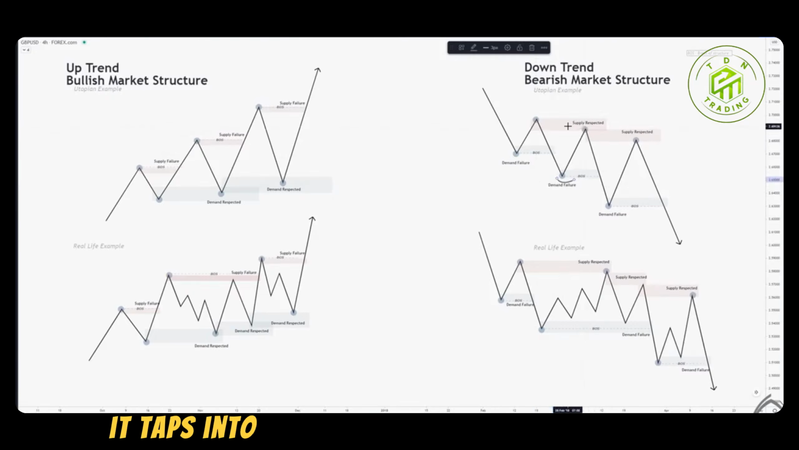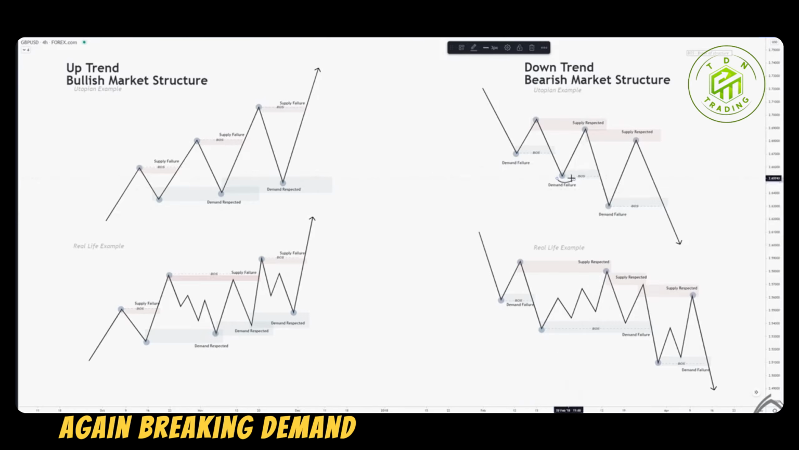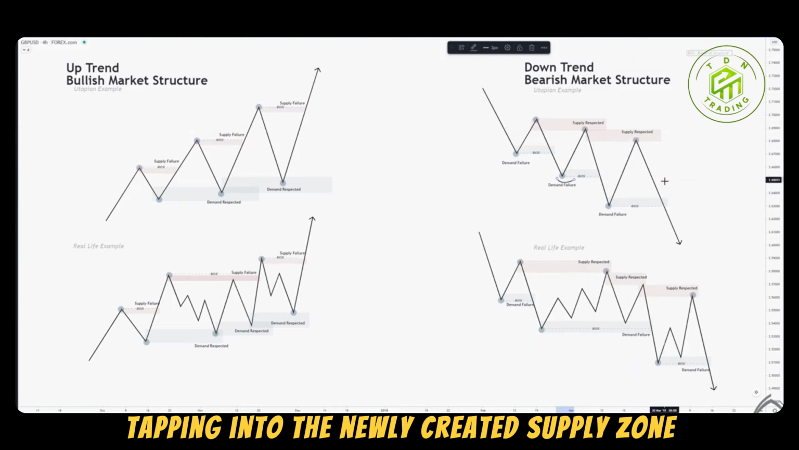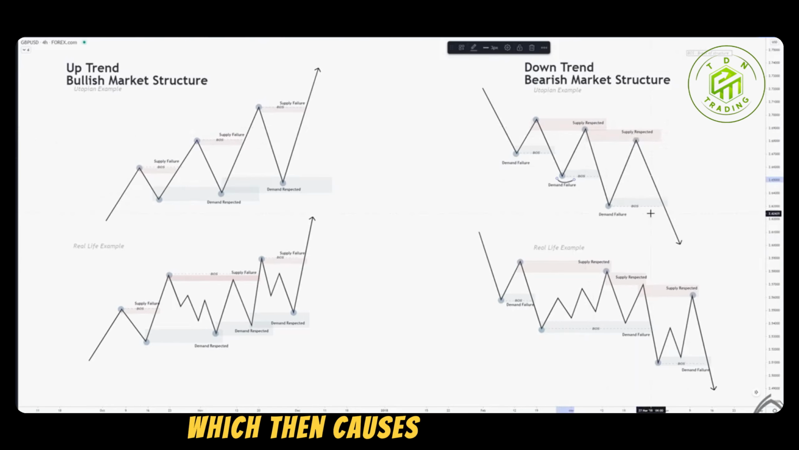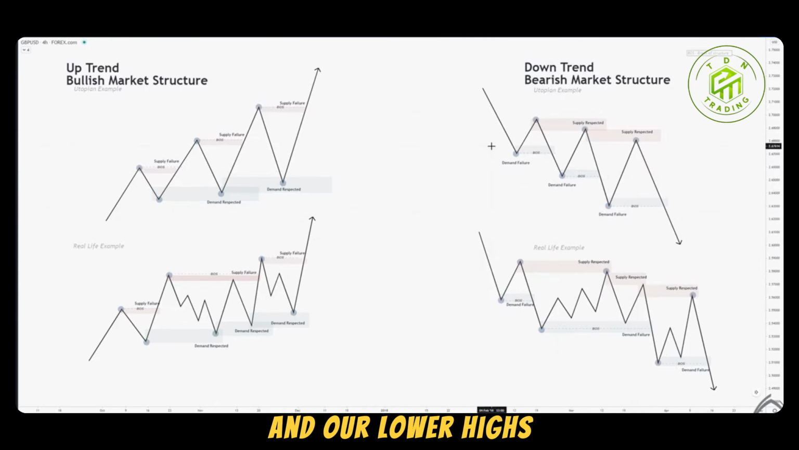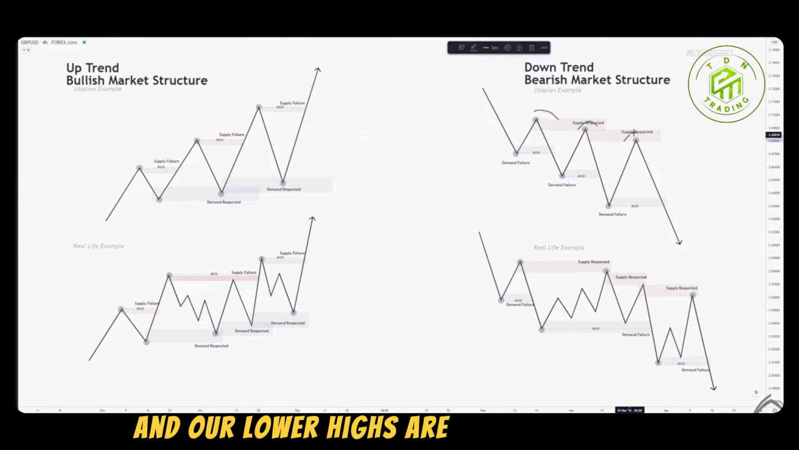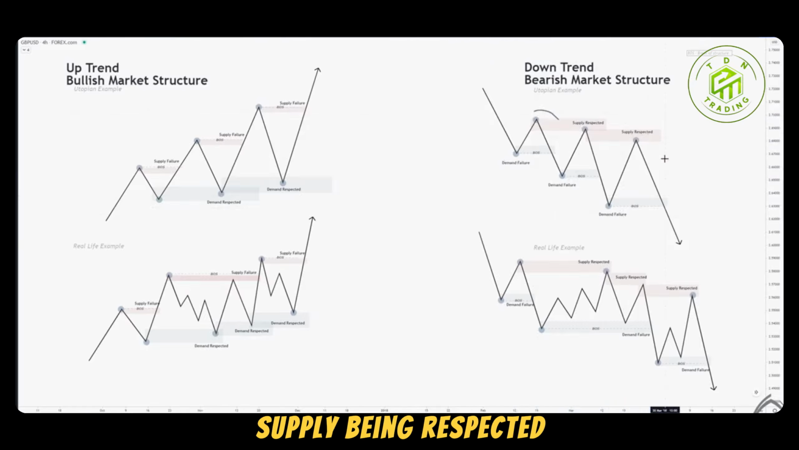So when price creates a lower low and begins to retrace or correct, price then creates a supply zone. It taps into the supply zone, which respects it, and then price rapidly moves to the downside, breaking the previous lower low, creating a new lower low, again breaking demand, and then price corrects, tapping into the newly created supply zone, and then creates a new lower low, which then causes demand to fail. And what this is showing is that supply is being respected as demand is continuously failing, which is then creating our lower lows and our lower highs. Our lower lows are being created by demand failing, and our lower highs are being created by supply being respected.